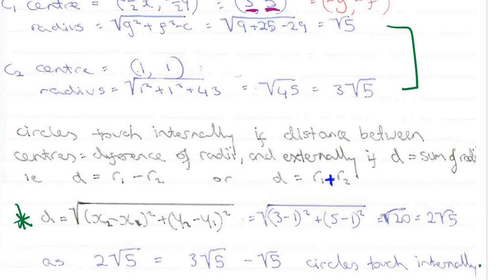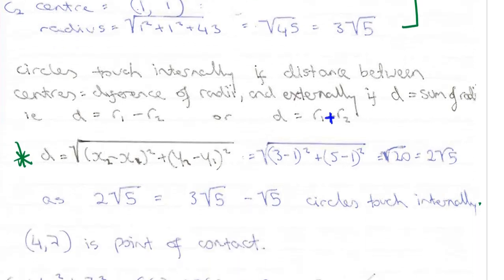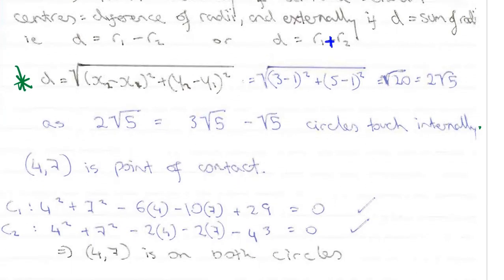The next part of the question asks us to verify that there is a point of contact, and the point of contact is (4, 7). Well, we already know they touch internally, so this must be where they meet. Well, if (4, 7) is on circle 1, then we simply substitute in 4 for our x value, and we substitute in 7 for our y value, and it should satisfy the equation. I.e., when you substitute in 4 and 7, everything on the left should equal 0, which is on the right, which happens on both. So (4, 7) must be on both circles, so it must be the point of intersection.